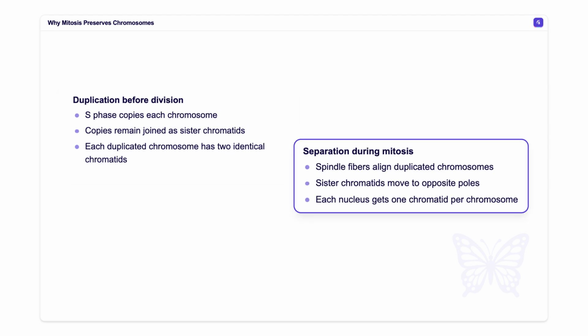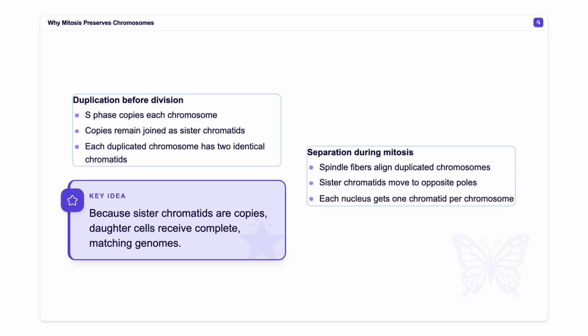During mitosis, spindle fibers, which are protein structures that move chromosomes, line up the duplicated chromosomes and then pull sister chromatids toward opposite poles of the cell. Because each sister chromatid goes to a different side, each forming daughter nucleus receives 1 chromatid from every duplicated chromosome. In other words, neither nucleus should be missing a chromosome copy. So the big AP biology claim is this: because sister chromatids are copies, the daughter cells receive complete, matching genomes. A genome is the full set of genetic information in the cell.